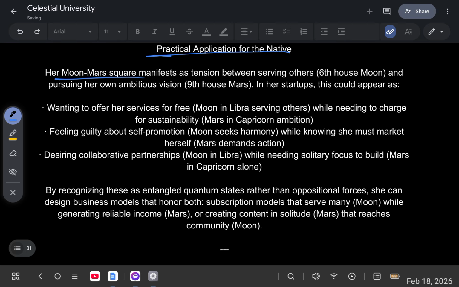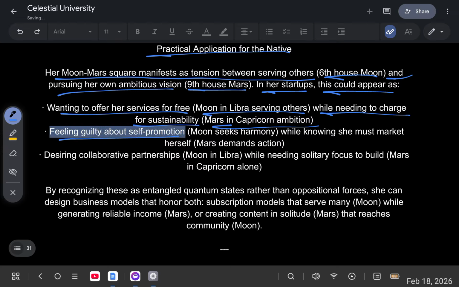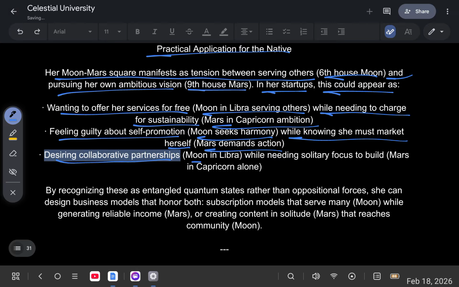All right. Now, practical application for the native. So her Moon-Mars square manifests as tension between serving others because of 6th house Moon and pursuing her own ambitious vision, 9th house Mars. So in her startups, this could appear as wanting to offer her services for free. Moon in Libra, serving others while needing to charge for sustainability, Mars in Capricorn, ambition. Feeling guilty about self-promotion, Moon seeks harmony while knowing she must market herself, Mars demands action. Desiring collaborative partnerships, Moon in Libra, while needing solitary focus to build, Mars in Capricorn, alone.